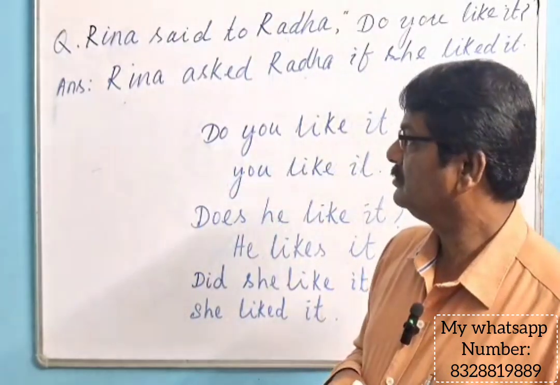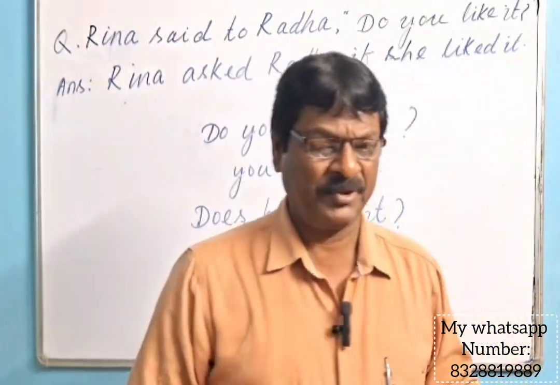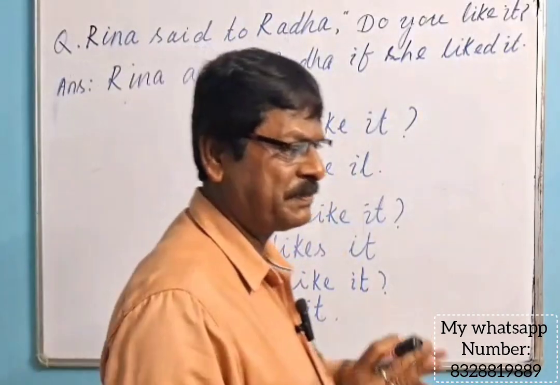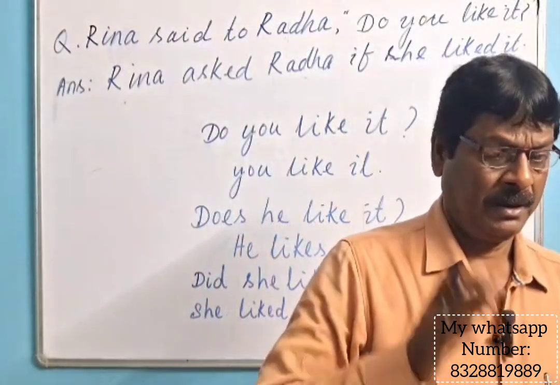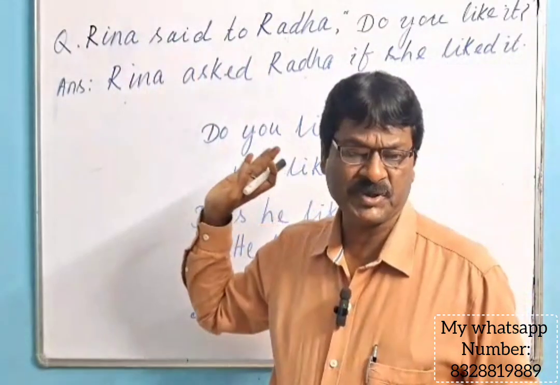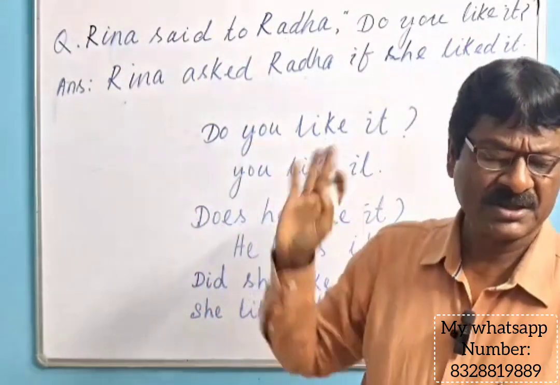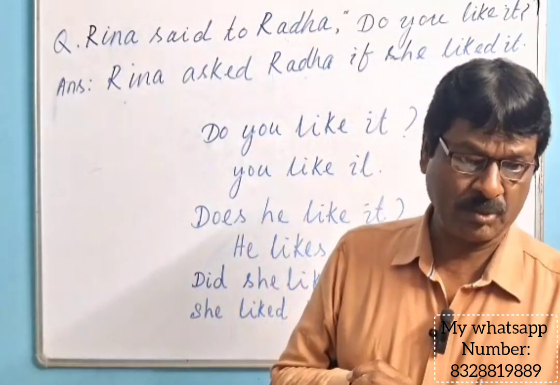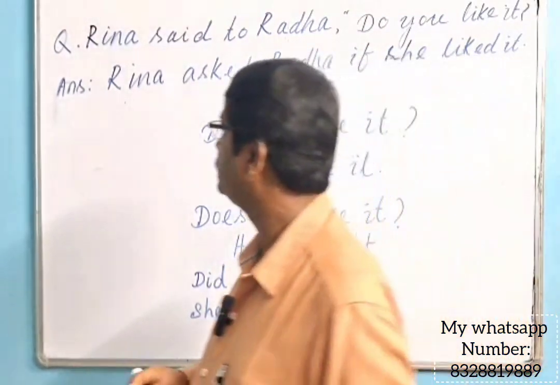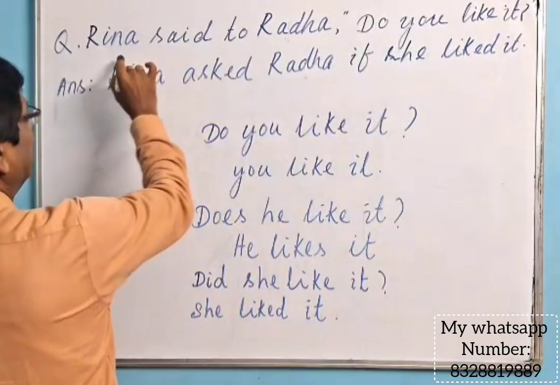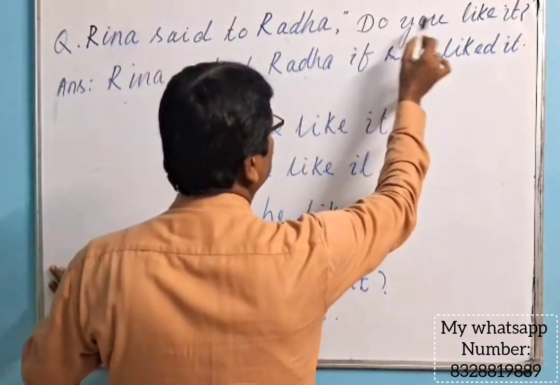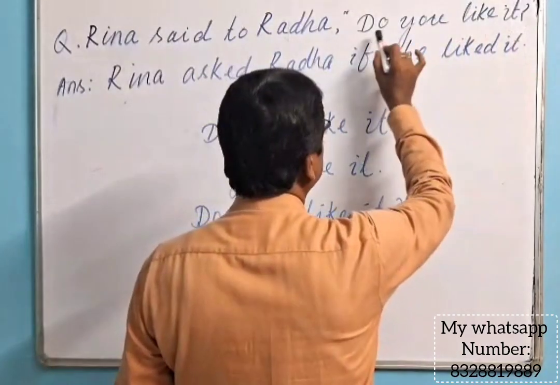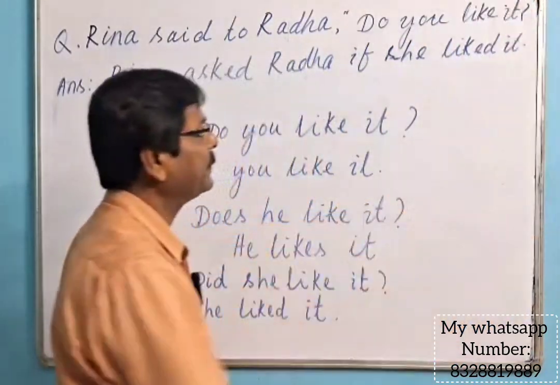And now, for your better understanding, for clear understanding, I have taken an example and am explaining how to convert from direct speech to indirect speech when the sentence within inverted commas is a yes-no question or inversion question. Look at the board. The question is, Rina said to Radha, "Do you like it?" The sentence within inverted commas: "Do you like it?"